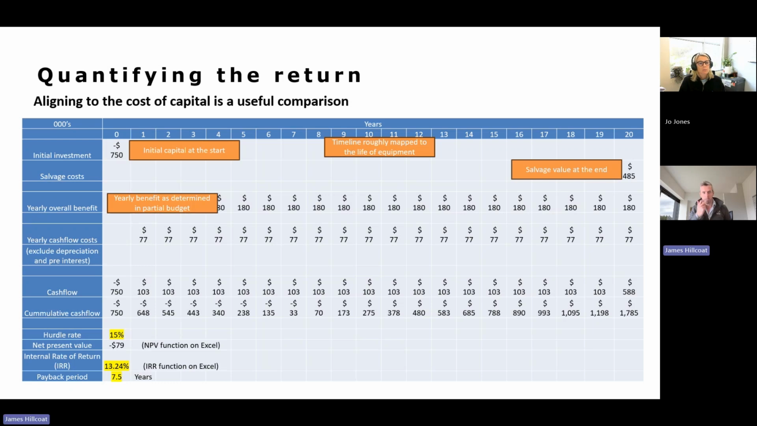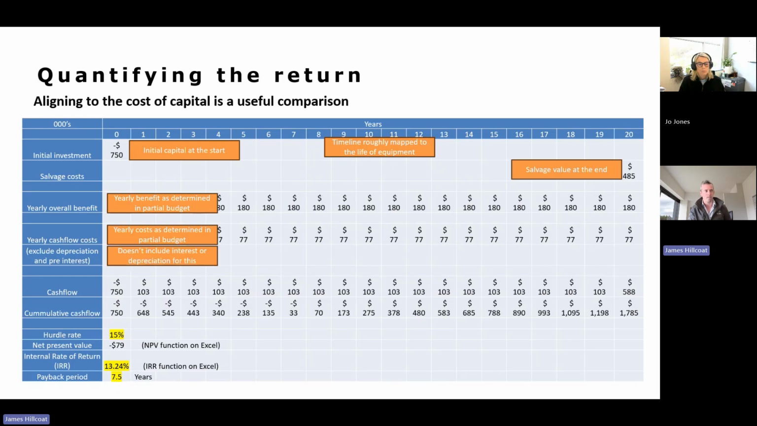The yearly overall benefit is what we've estimated from the partial budget to be the gains from this. So the margin that's being achieved across the 50 hectares at $2,800 per hectare is roughly $180,000 per year in benefit, obviously adding back the pumping costs that we took into account there. And then we want to take out the yearly cash flows as well. So $77,000 is the operating costs that are going to come out from this.